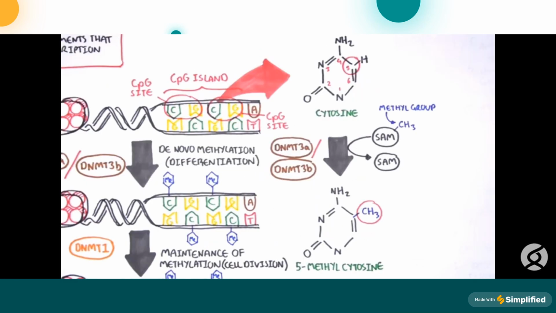And now, how this works: DNMT3A and DNMT3B act at the methyl group at the CpG site, which is part of a CpG island. This methyl group is taken from SAM, and that methyl group is added to the carbon number 2 of the cytosine, which makes 5-methylcytosine. That's the whole process by which DNMT3A and DNMT3B add a methyl group from the SAM to the cytosine DNA nucleotide at the CpG site.